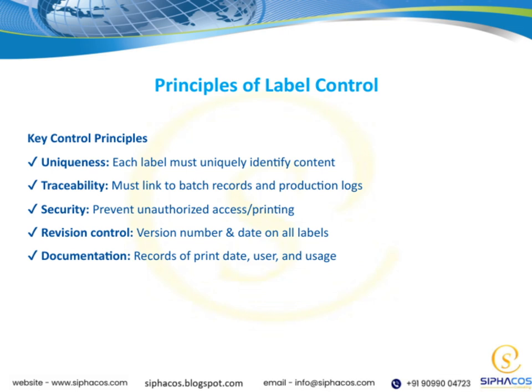Then, there's revision control. Every label should have a clearly visible version number and date. This way, we always know we're using the most current information and can trace back any changes if needed. Finally, proper documentation is vital. We should keep records of when labels are printed, who printed them, and how they are used. All these principles together help us maintain consistency, accuracy, and security in our labeling system, which ultimately supports the integrity of our entire production process.